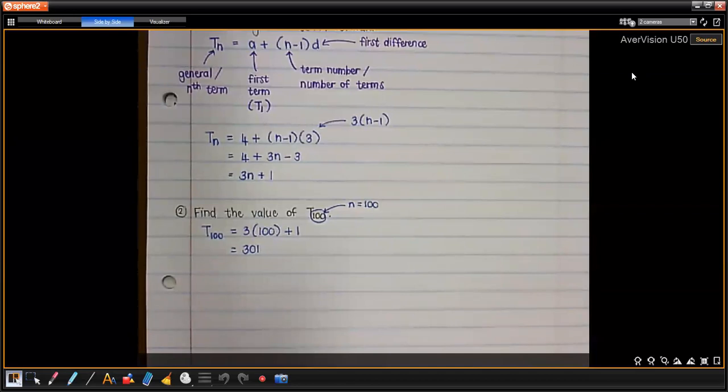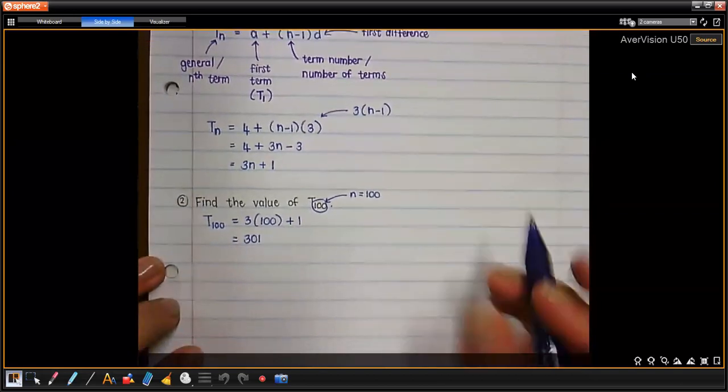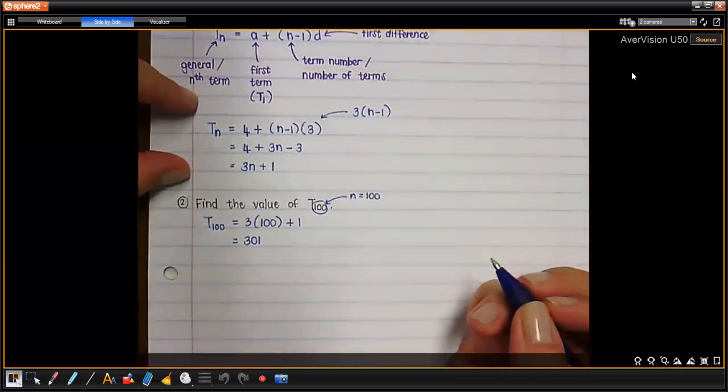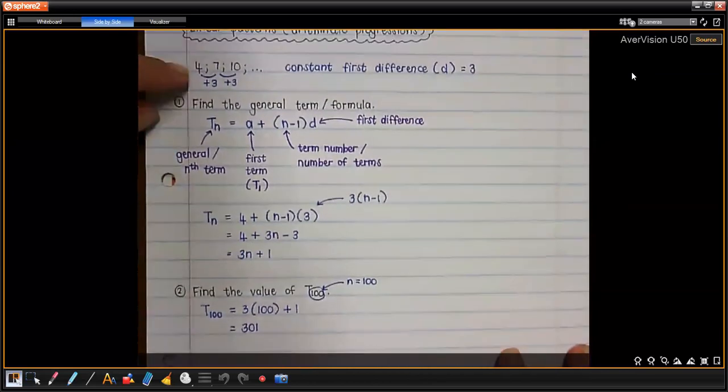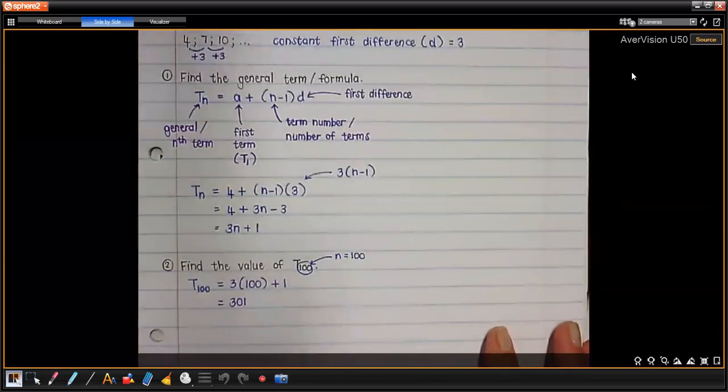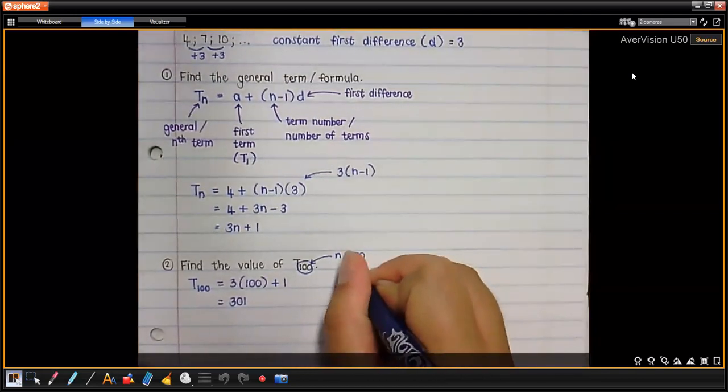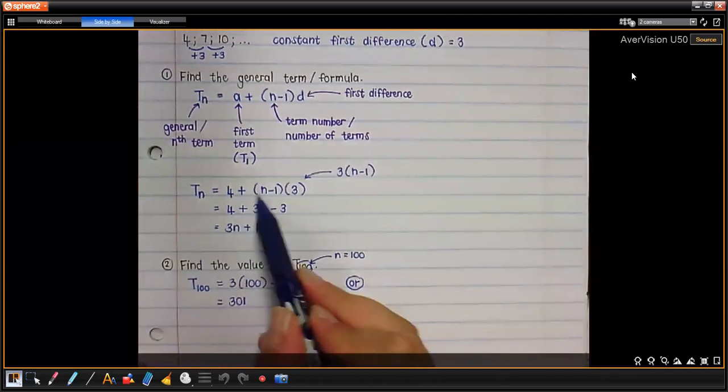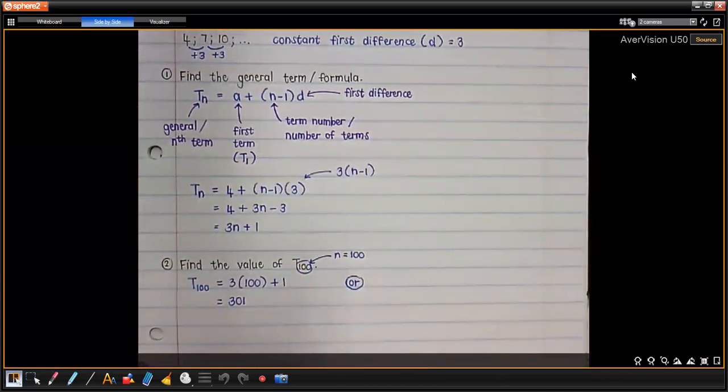Are we all fine up until this point? We did this last year. Another option, say you didn't do this in the first step. Say they just gave you the number pattern 4, 7, 10 and asked for term 100. You could have done this differently. You could have found Tn and then subbed in n equals 100.